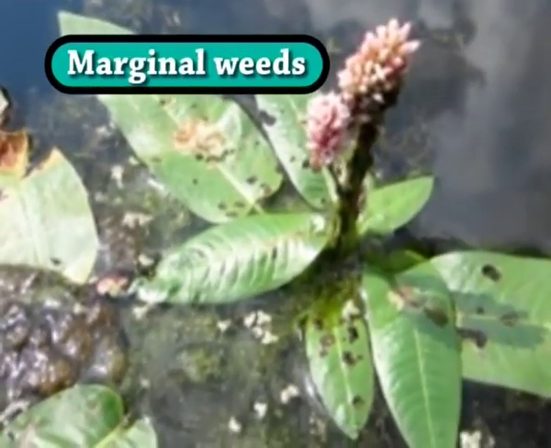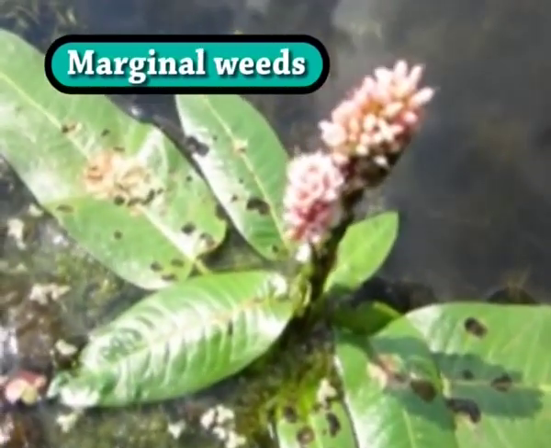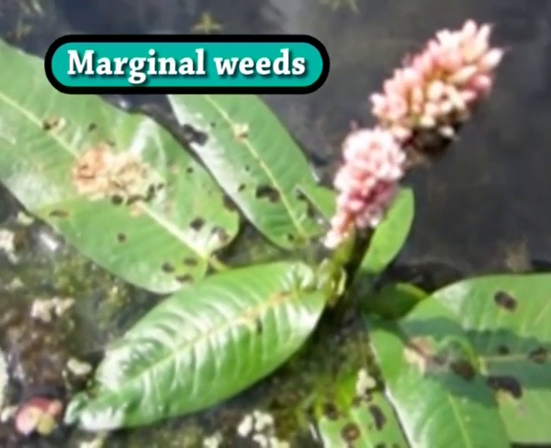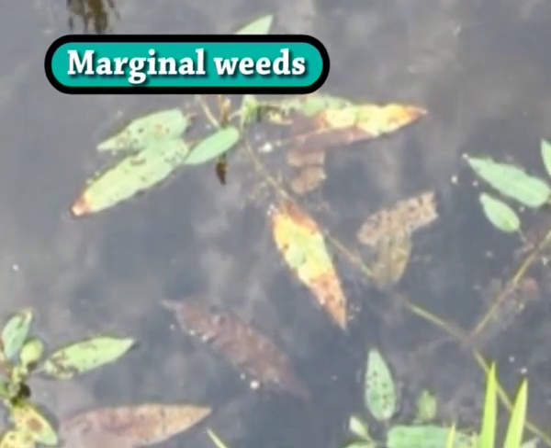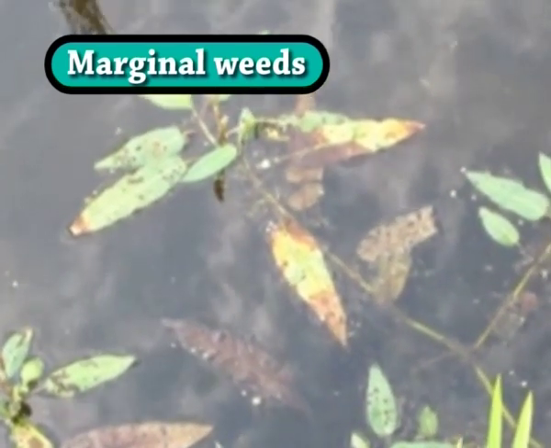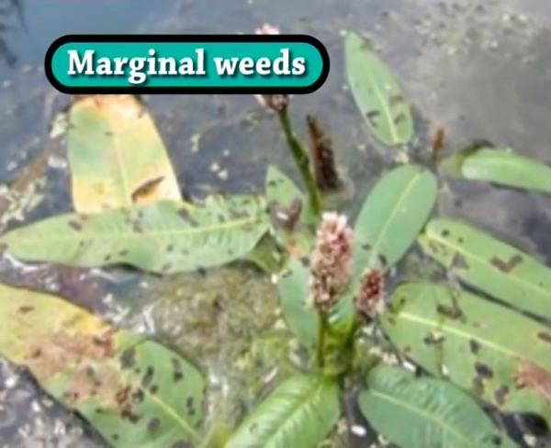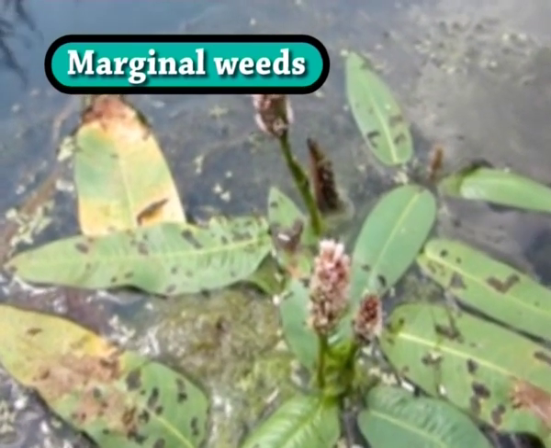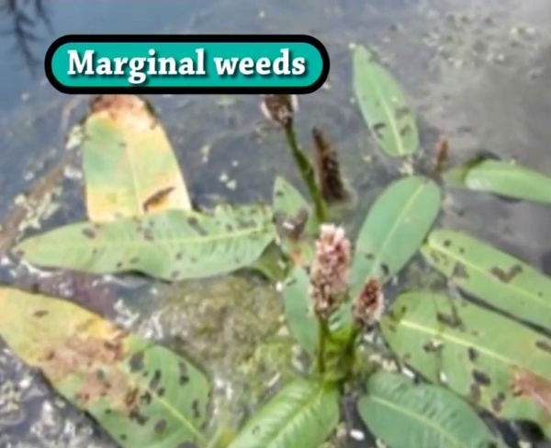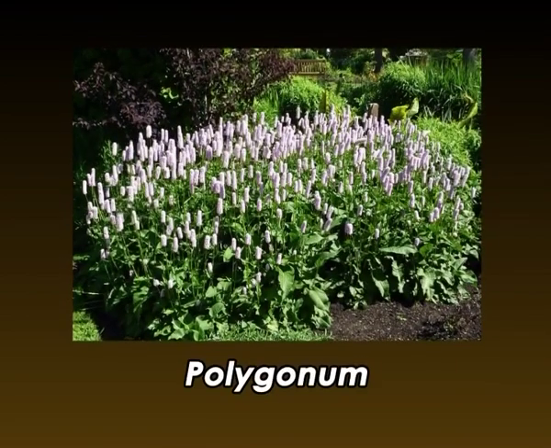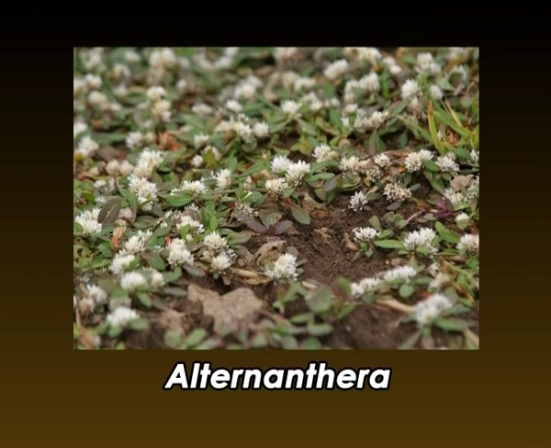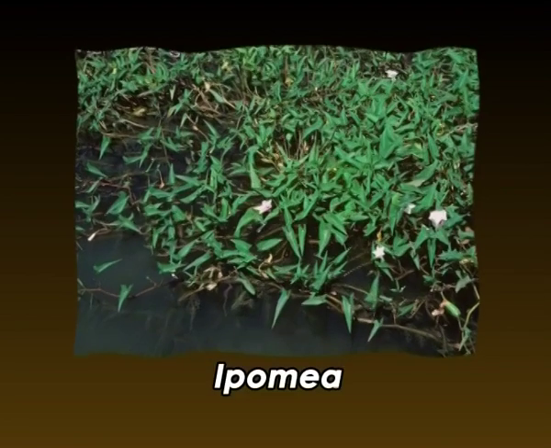Marginal weeds. Most of these plants are emergent weeds that can grow in most shoreline areas with a depth of 60 to 90 cm of water. These weeds vary in size, shape and habitat. The important genera that come under this group are Typha, Polygonum, Alternanthera, Ipomoea.